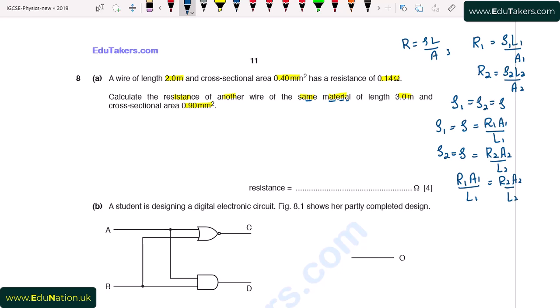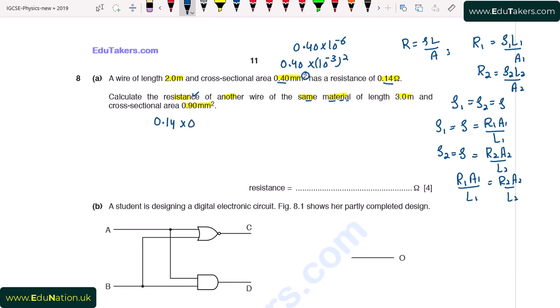From here we have to find out the resistance of second wire R2. So by putting values, R1 is given 0.14 ohms, 0.14 multiplied by area is 0.40 millimeter square. First of all, we have to convert this into meter square. So I write 0.40 multiplied by 10 power minus 3 square. It is because of this square. So it also be equal to 0.40 multiplied by 10 power minus 6.